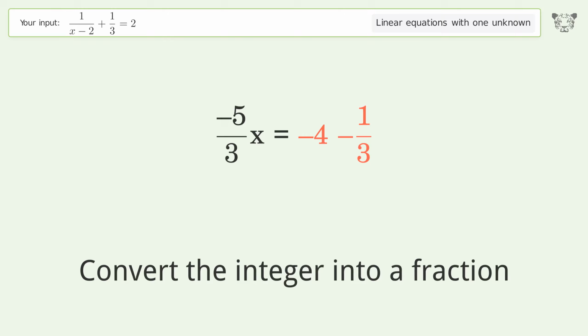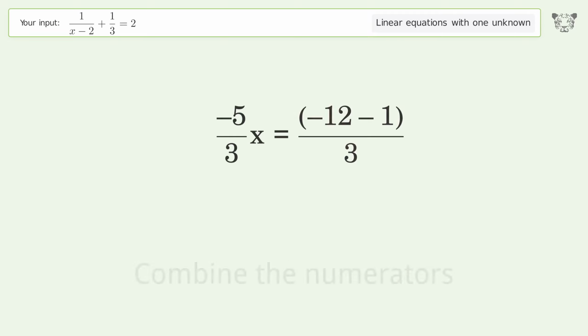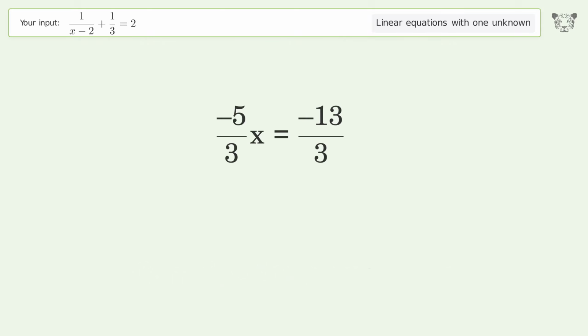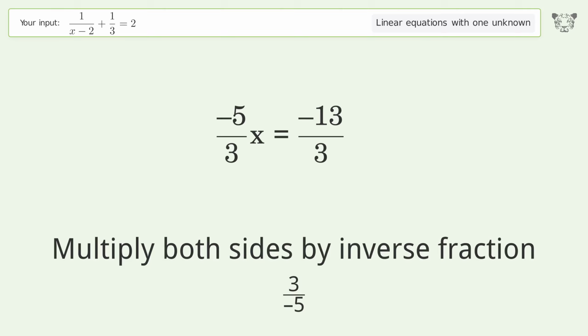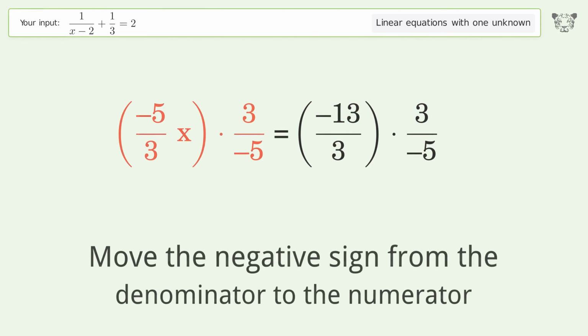Convert the integer into a fraction. Combine the fractions. Combine the numerators. Isolate the x. Multiply both sides by inverse fraction 3 over negative 5. Move the negative sign from the denominator to the numerator.